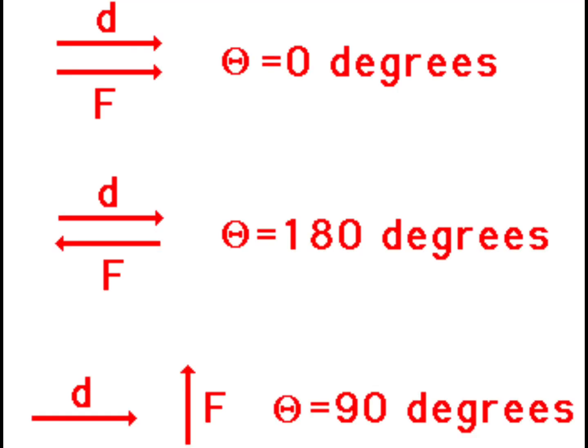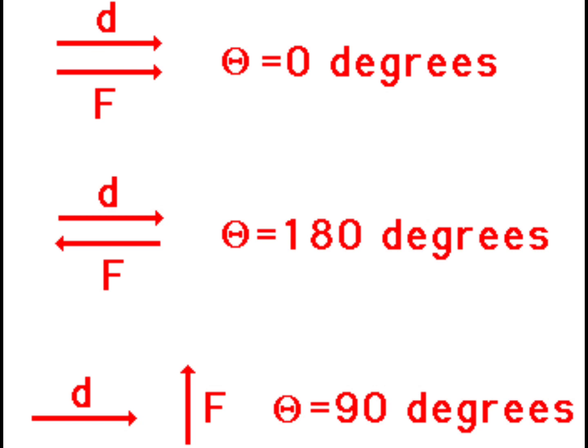So, when theta is 0 degrees, meaning that the force is applied in the same direction as the displacement, the cosine is 1 and all of the force is doing work. When theta is 90 degrees, meaning that the force is applied perpendicular to the displacement, the cosine is 0 and none of the force is doing work.